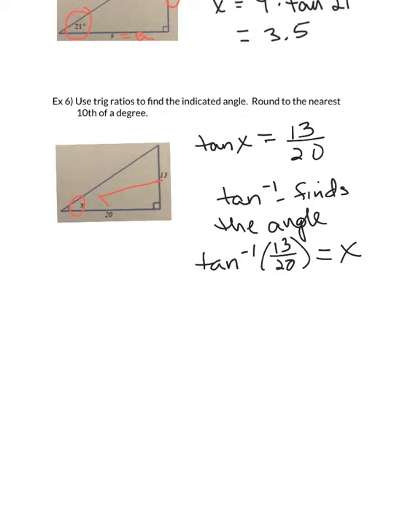Your tangent inverse key is generally the second function, so you're going to use your second key, and then above the tangent, there's the tangent with the -1 exponent. So you're going to do second, hit the tangent inverse key, and then do 13 divided by 20. When you do that, you should get that x equals, when you round it, 33 degrees.